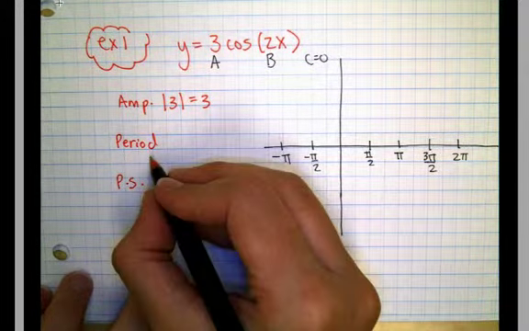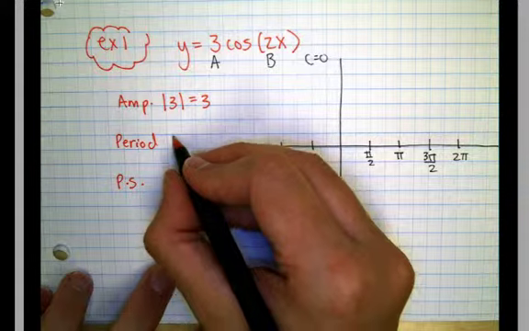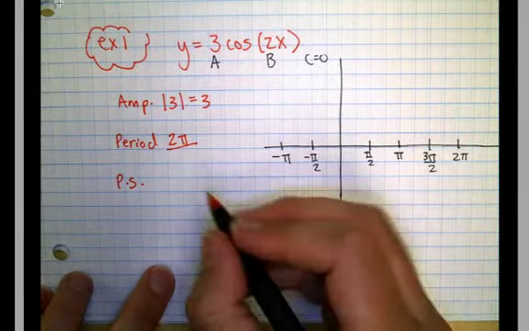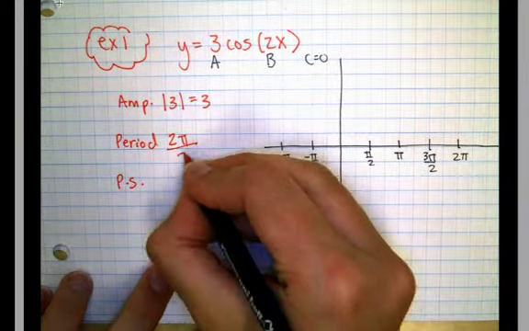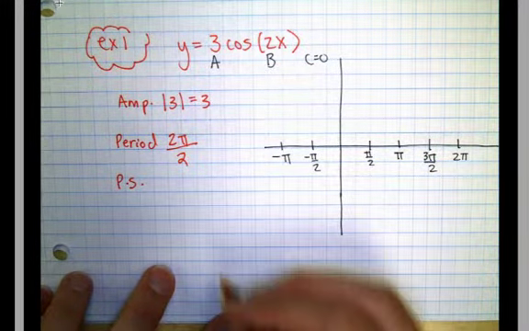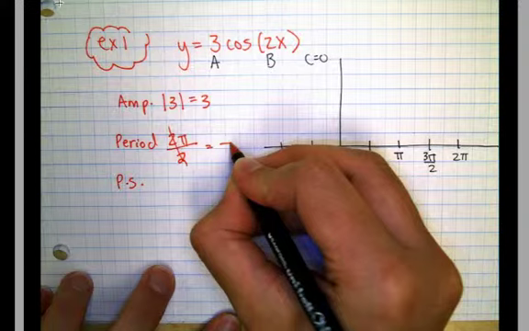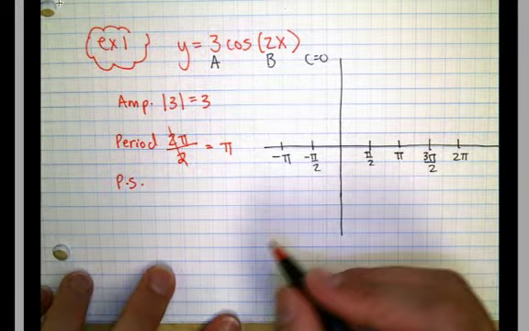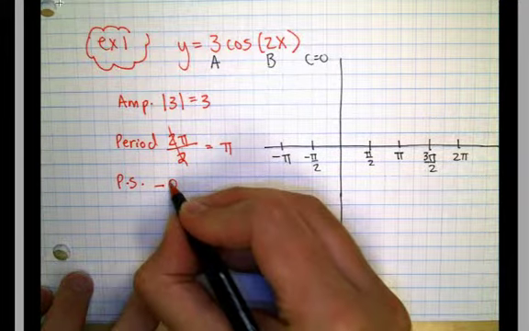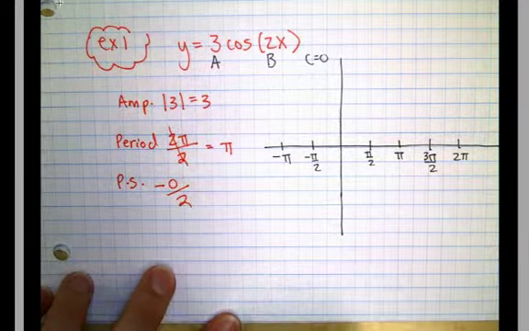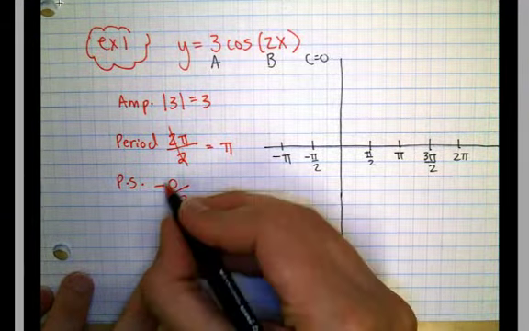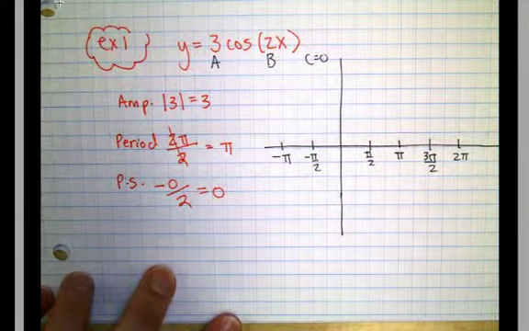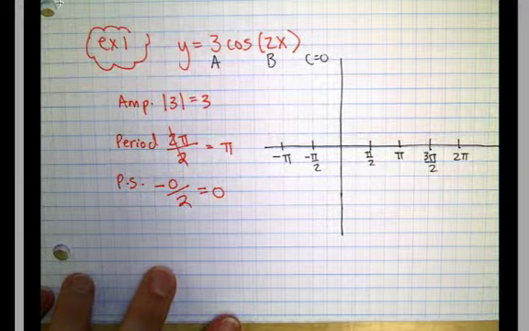My period, I'm going to do 2 pi divided by B, and B is 2 in this case. So 2 pi divided by 2, which if I cancel the 2's, is pi. And to do my phase shift, it's negative C over B, so negative 0 divided by 2. Negative C over B, which is all just 0. So I know everything I need to know, I think, and now I'm going to jump into my graph.